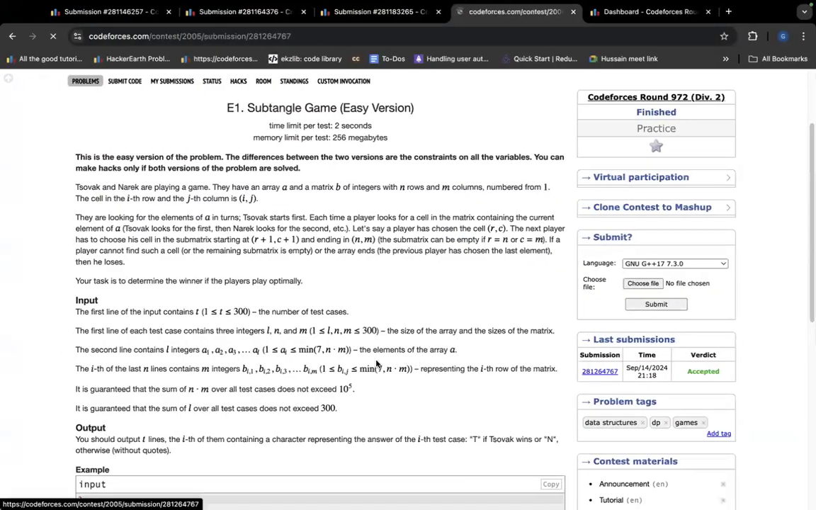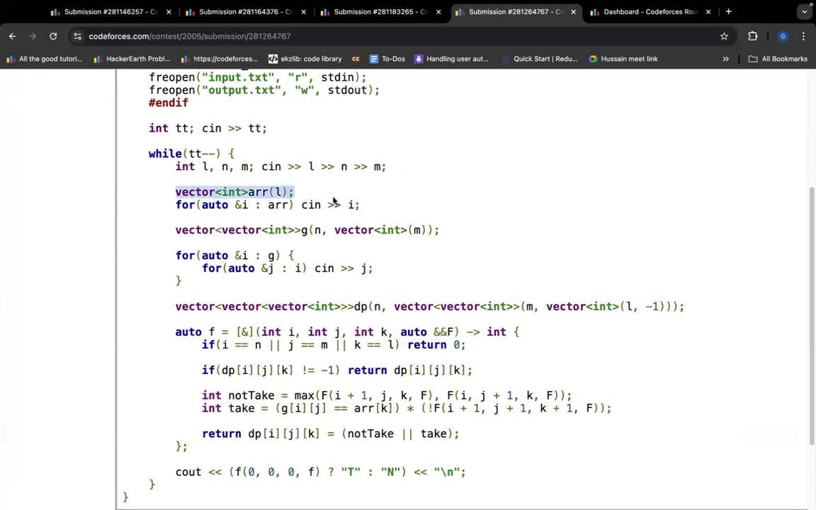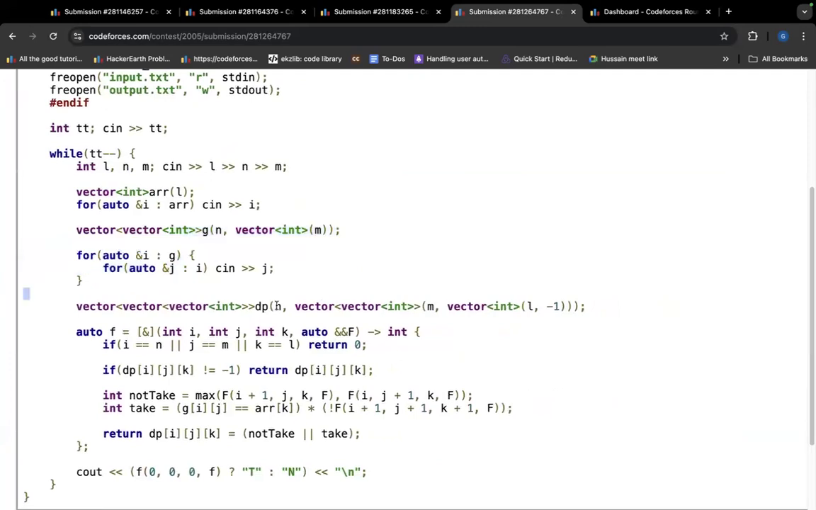Let me just show this to y'all. So I take in ARR, my array, and then I have my dp of n comma m comma l, or dp ijk. All right. Now, if i is equal to n or j is equal to m or k is equal to l, basically if we reached outside the array or if my array gets completed, then I return 0 because this is losing. If the array gets depleted, it is losing. Or if I reach outside the state, outside the grid, it is losing.